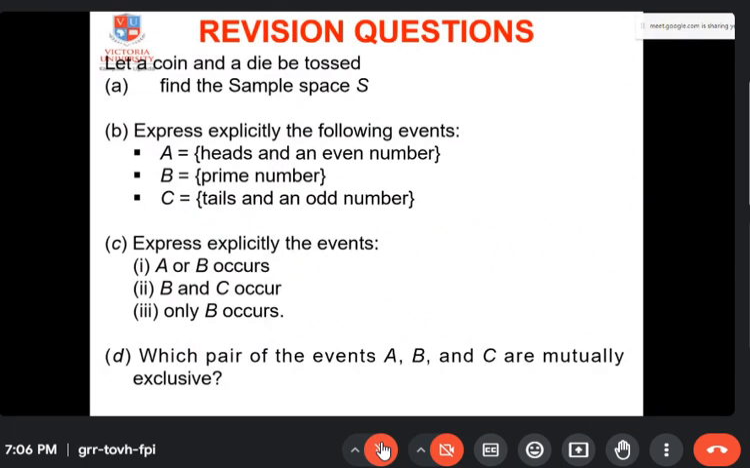Okay. Have you found some pairs where you don't have any intersection?